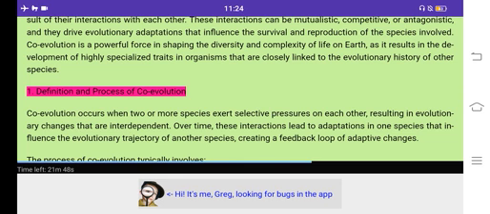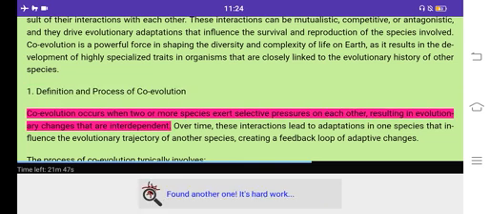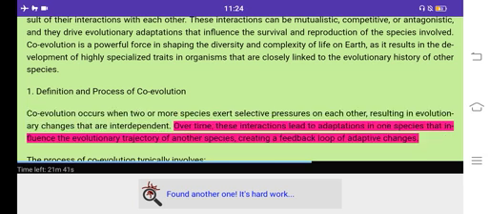1. Definition and process of coevolution. Coevolution occurs when two or more species exert selective pressures on each other, resulting in evolutionary changes that are interdependent. Over time, these interactions lead to adaptations in one species that influence the evolutionary trajectory of another species, creating a feedback loop of adaptive changes.